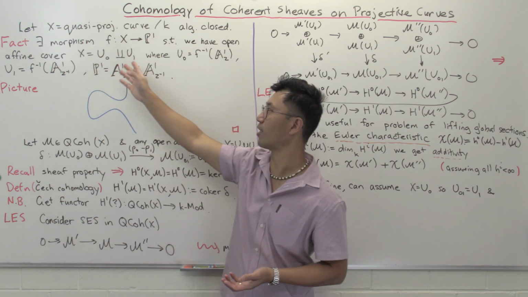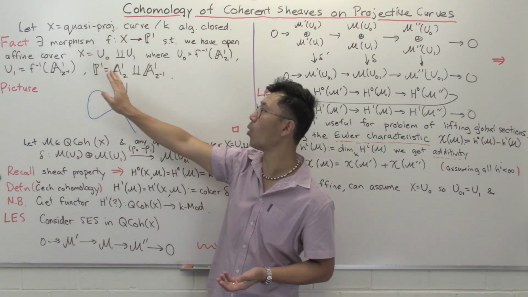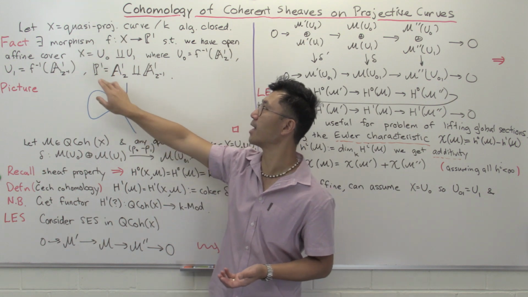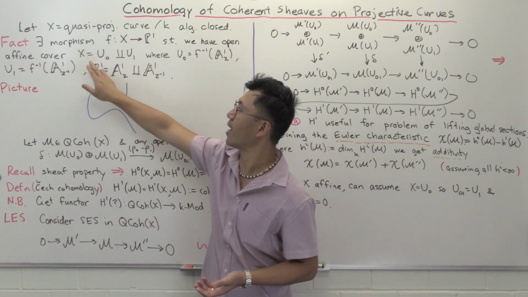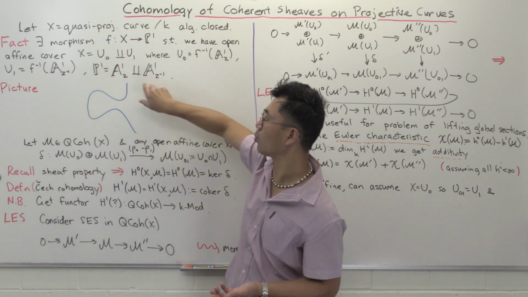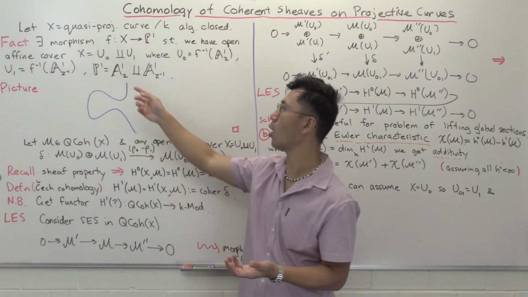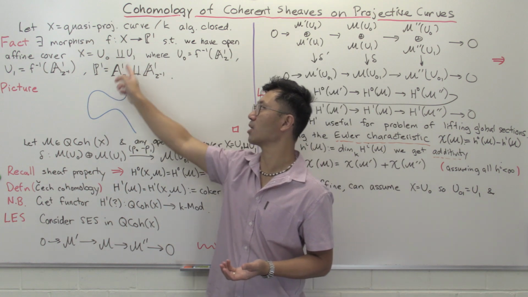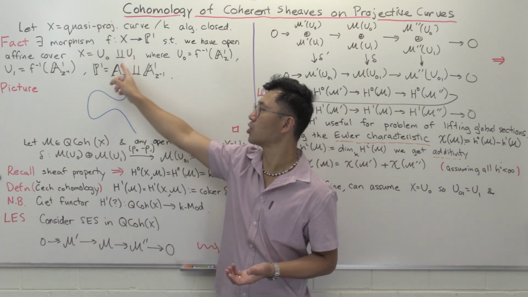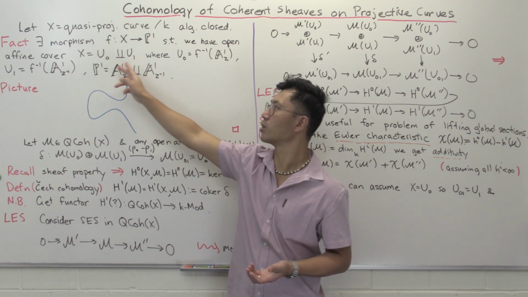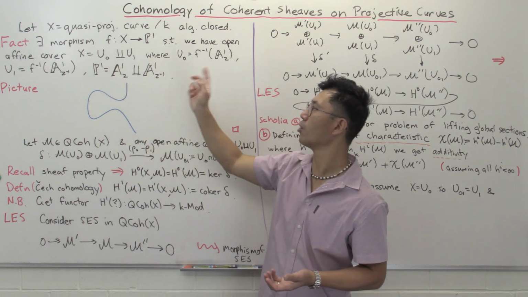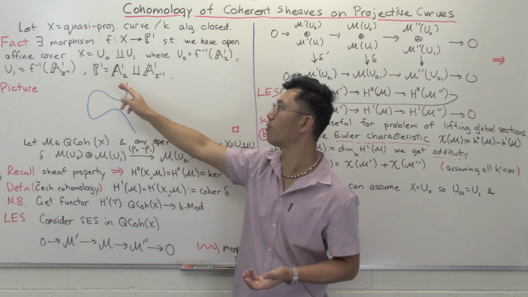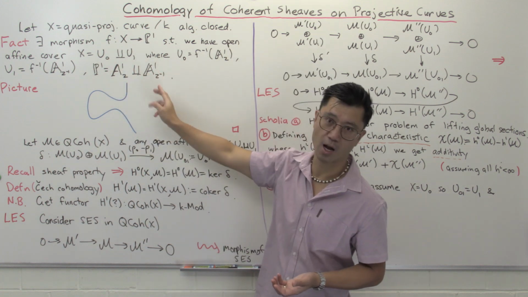I don't want to prove this fact for you, but it's quite easy to understand why it ought to be true. The simplest case to look at is X equals P1, which is just the union of two affine lines. You can take the affine line with coordinate Z, a neighborhood of 0 containing every point except the point at infinity. Or you can remove the point 0 from this P1, and that's the affine line with coordinate Z inverse.